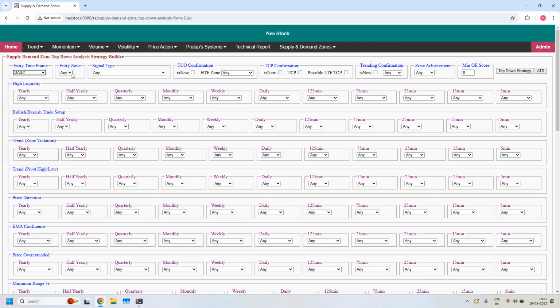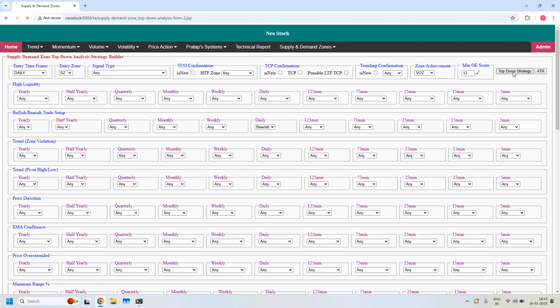Entry time frame is daily. Entry zone is supply zone. In bullish or bearish trade setup at entry time frame daily, this time I am selecting bearish. And the 2 filters, because we are ignoring the third one, pierced zones. So remaining 2. Zone achievement is violated opposing zone. Minimum odd enhancer score is 12. And both the filters are applied to daily supply zone.